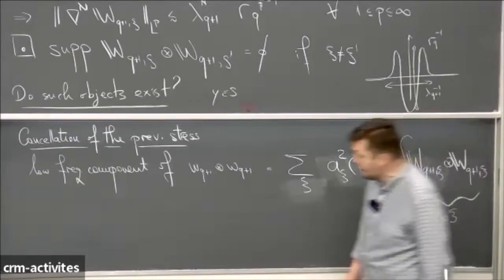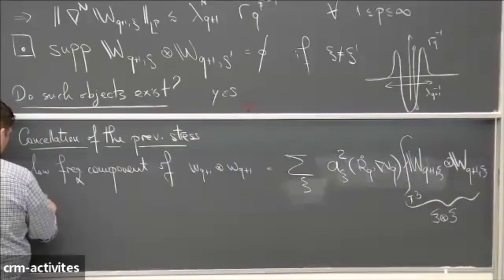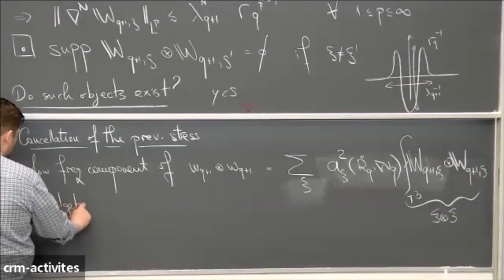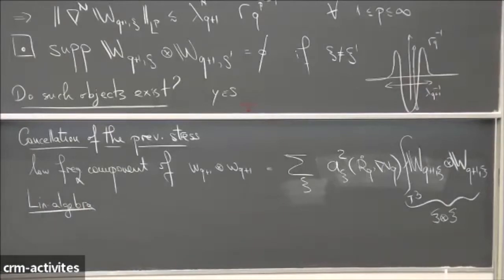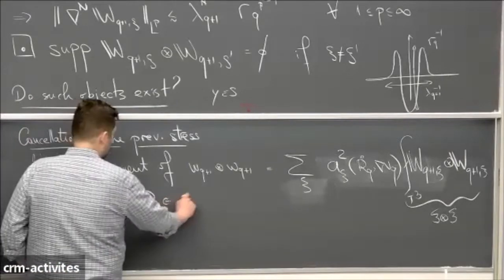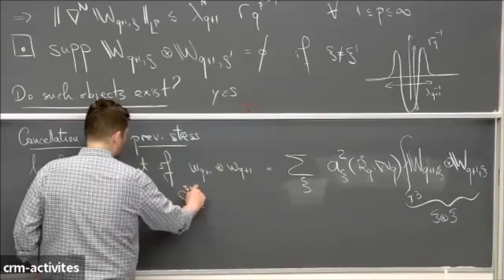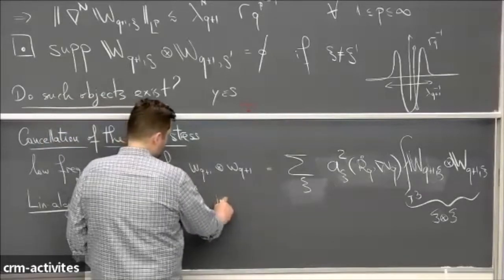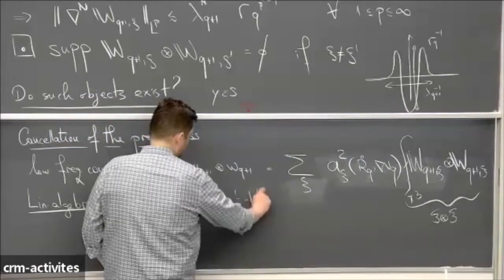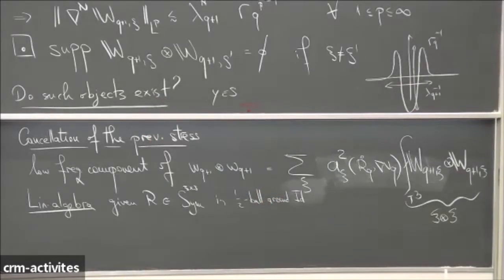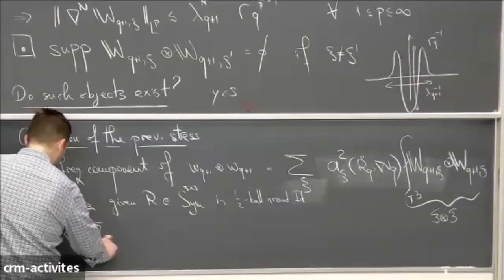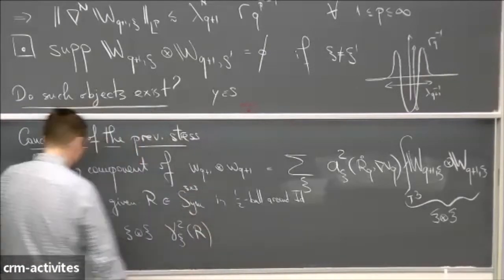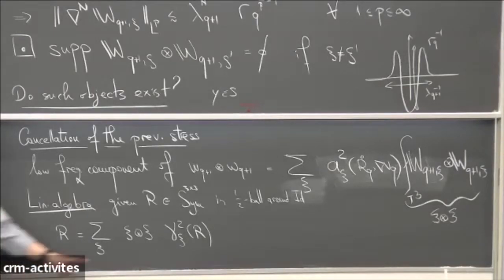So now linear algebra. Yes? Isn't this a double sum? Because of the support thing, it's a single sum. So linear algebra: if you give me any symmetric 3x3 stress in a 1/2 ball around the identity, there exist xi's such that given any r, you can write r like this, with some amplitudes. So the correct statement is there exist smooth functions gamma sub xi.